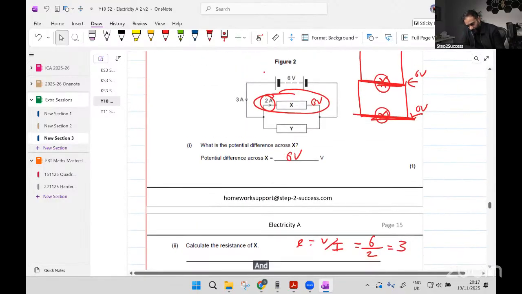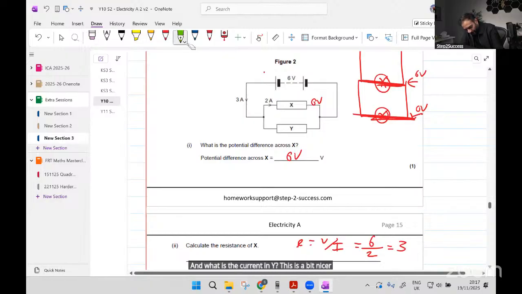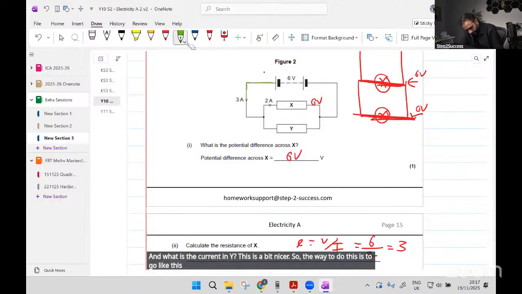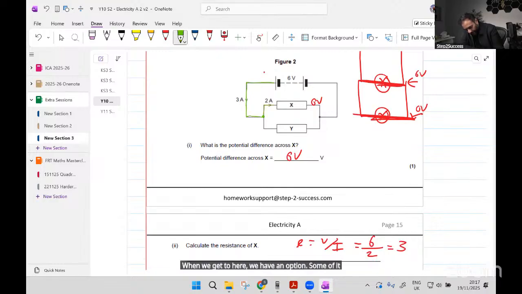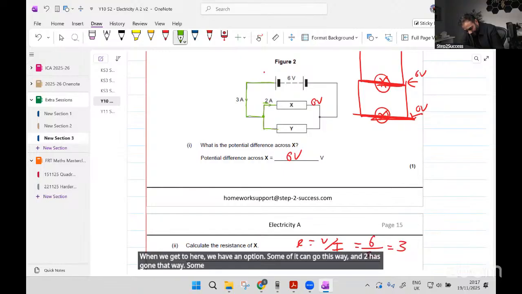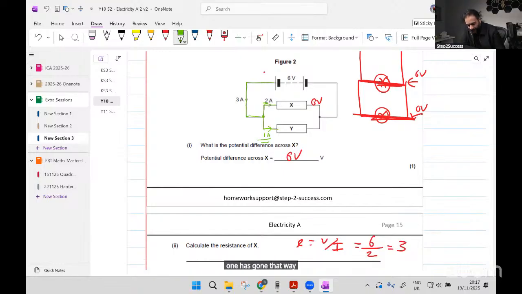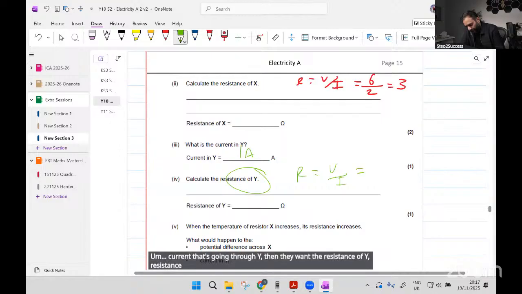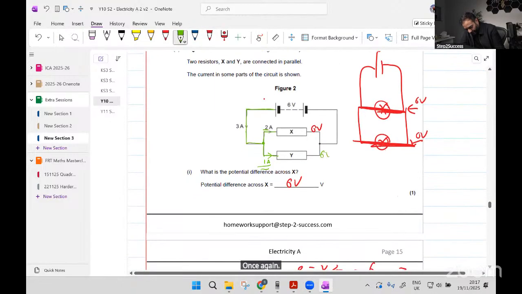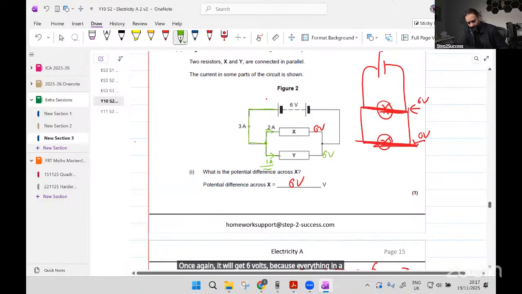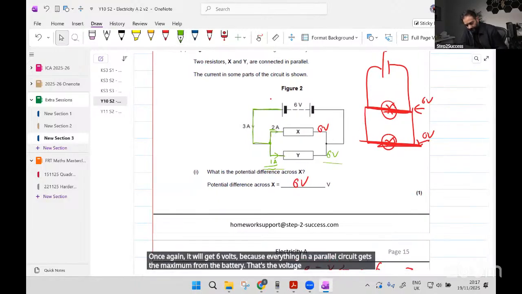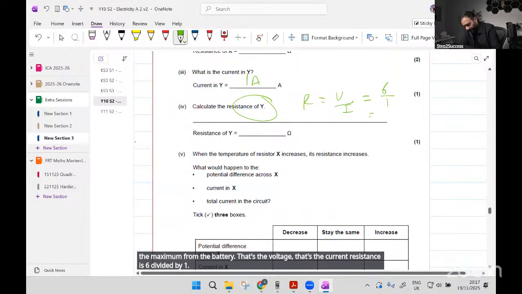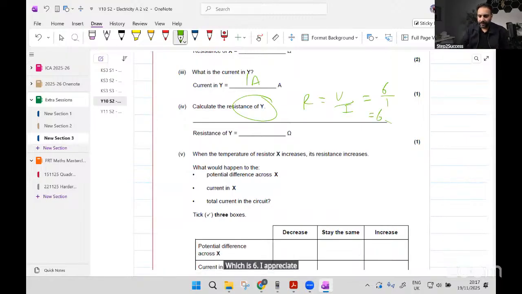And what is the current in Y? This is a bit nicer. So the way to do this is to go like this. If we start there, we're at 3 amps at the moment. When we get to here, we have an option. Some of it can go this way, and 2 has gone that way. Some of it can go this way. 1 has gone that way. So it's a 1 amp current that's going through Y. Then they want the resistance of Y. Resistance is voltage over current. Once again, it will get 6 volts because everything in a parallel circuit gets the maximum from the battery. That's the voltage, that's the current. Resistance is 6 divided by 1, which is 6. I appreciate I'm doing this quickly, but you know.